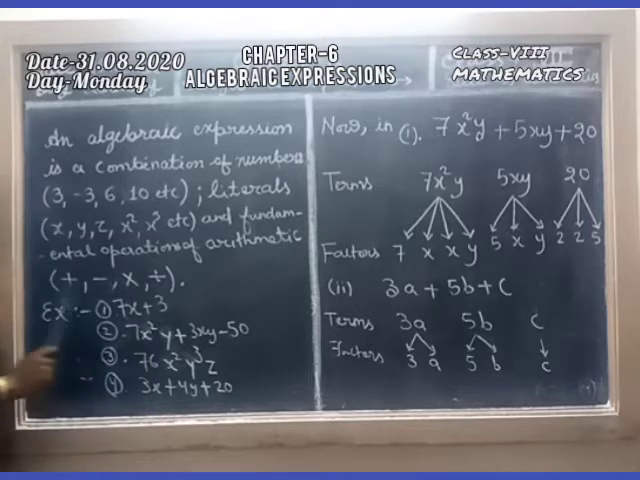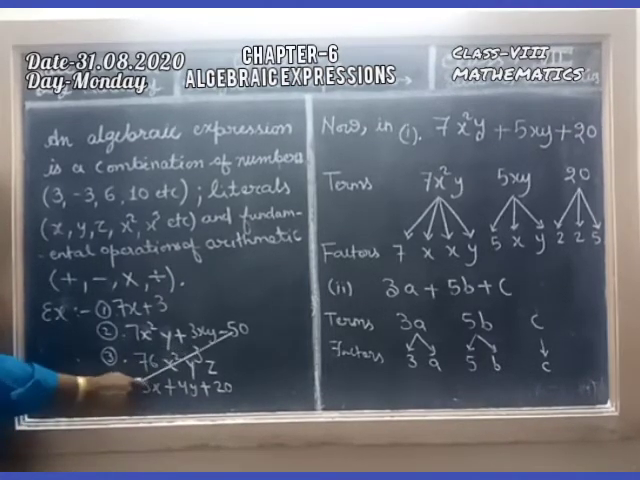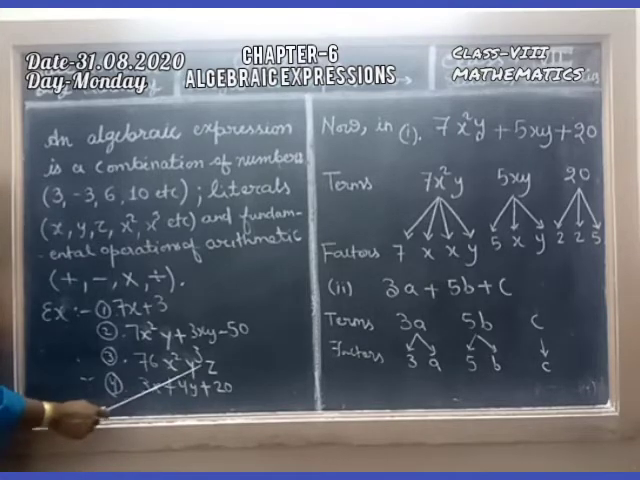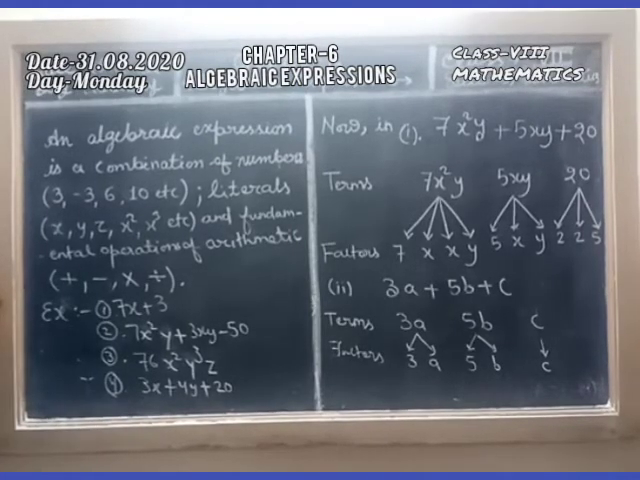Example: 7x plus 3. So 7 is a number, x is the literal part, plus is a fundamental operation of arithmetic. So 7x plus 3 is an algebraic expression. 7x square y plus 3xy minus 15 is also an algebraic expression. 76x square y cube z is also an algebraic expression. 3x plus 4y plus 20 is also an algebraic expression. So these are different types of algebraic expression.